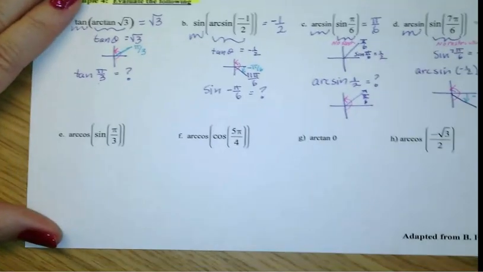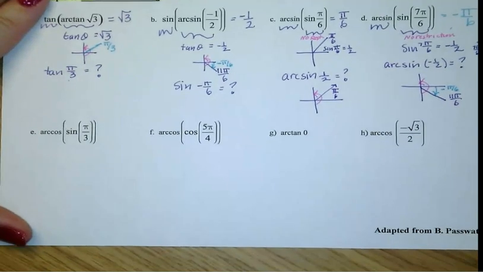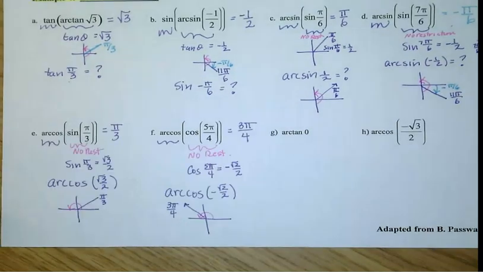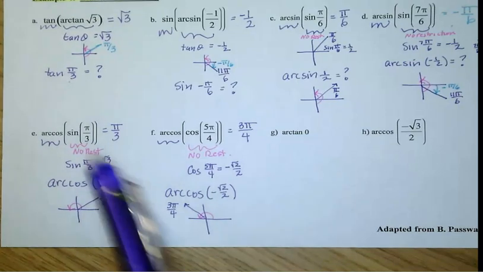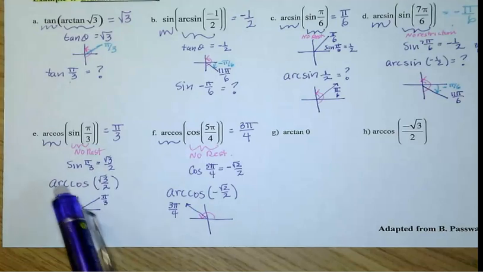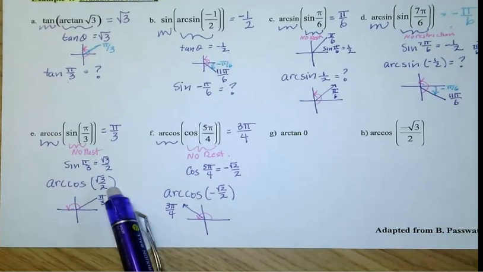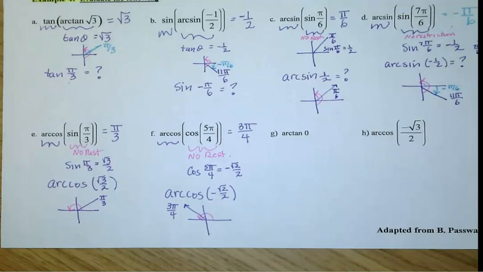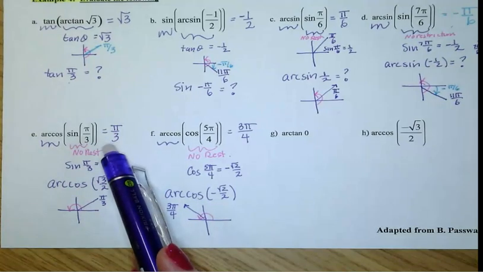All right, so go ahead and I'm going to have you work E and F. So pause your video and answer those two. We'll come back and check in just a moment. Pause your video. All right, let's see how you did. So no restriction for this part. So the sine of π/3 is just √3/2. So arc cosine of √3/2 within the restriction from 0 to π occurs when the angle is π/3. So that's my answer.